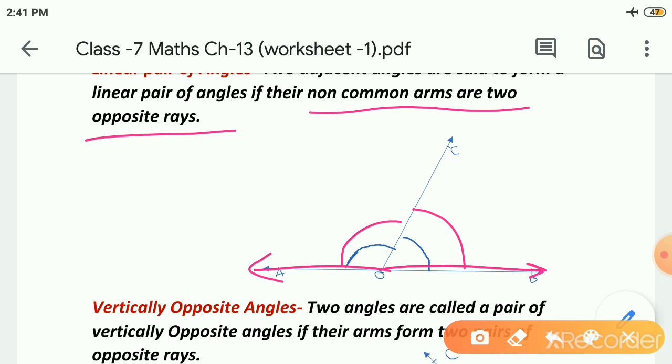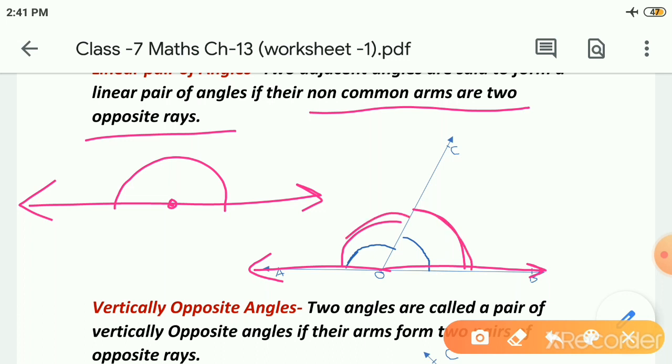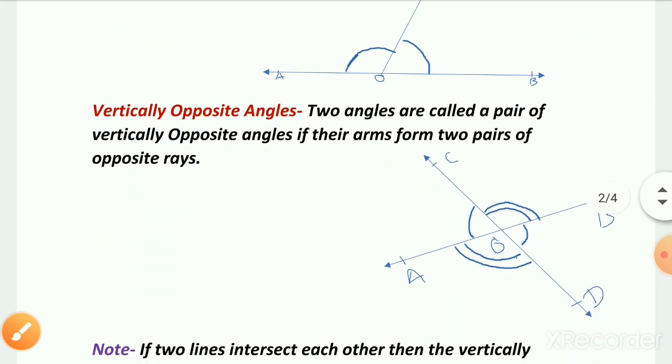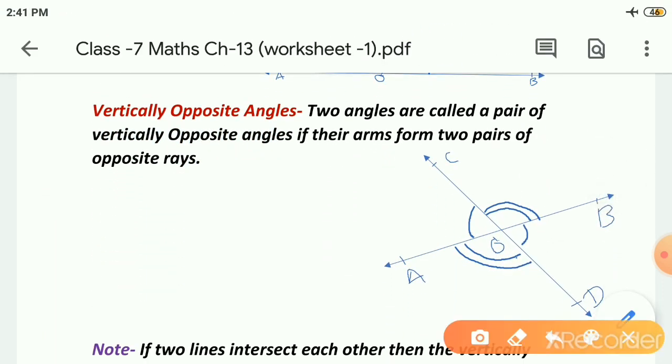And there is one thing: if this becomes a line and there is a common point, then we know the sum of these two angles, this and this angle, is 180 degrees. Everyone knows this is a straight angle. So in a linear pair, when a ray stands on a line, the sum of the two adjacent angles is 180 degrees. Okay, remember this. Now the next topic is vertically opposite angles.